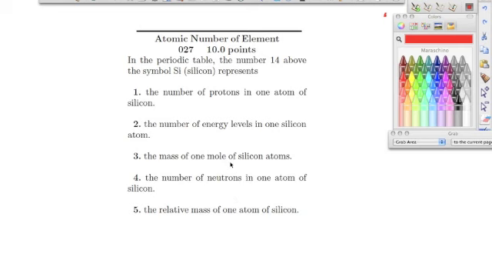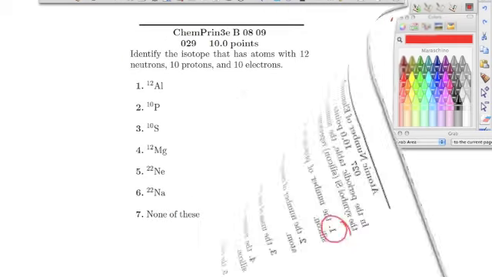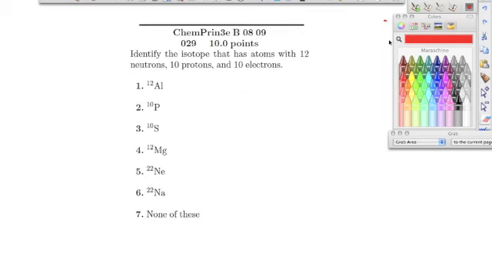Remember, neutrons change from each individual isotope, and it says the relative mass of one atom of silicon is, that's not the correct answer. So number 1, the number of protons in one atom of silicon would be the correct answer, because it is the atomic number, and that is the definition of atomic number, the number of protons. Okay, on number 29, it says identify the isotope that the atom with, it gives us 12 neutrons, 10 protons, and 10 electrons.